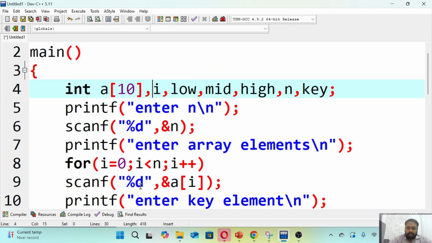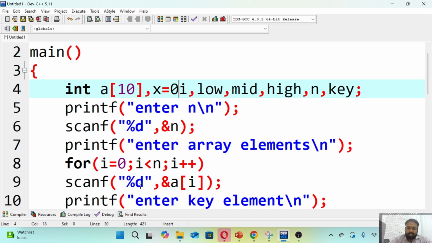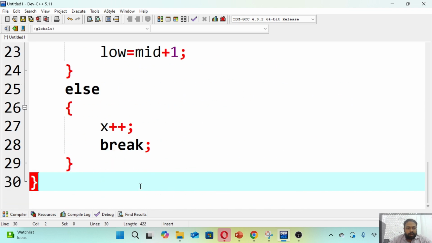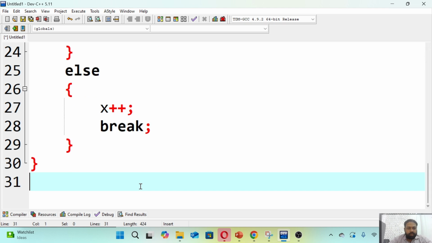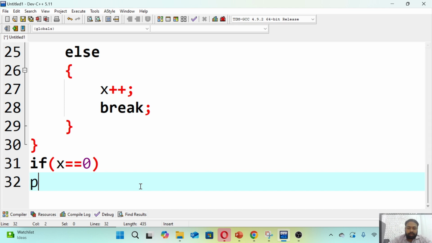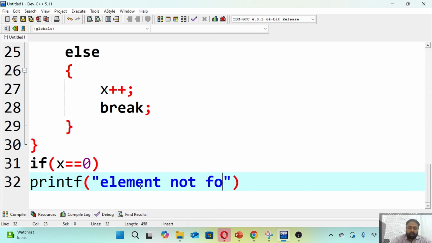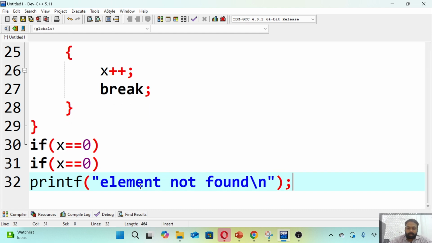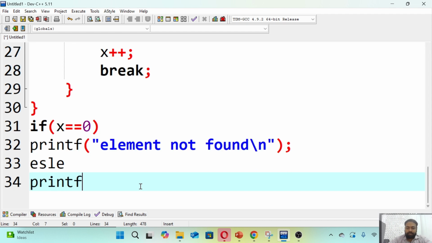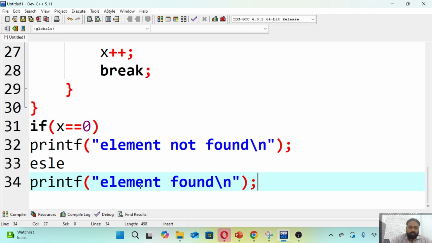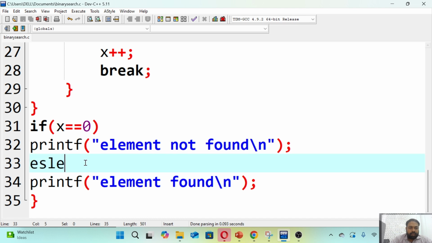Here you can take one more variable x, which is initialized with 0. After completion of the loop, if x equals 0, x is not at all changing, it means that the element is not there: element not found. Else printf element found. That is what you need to write. Instead of else I have written something else.